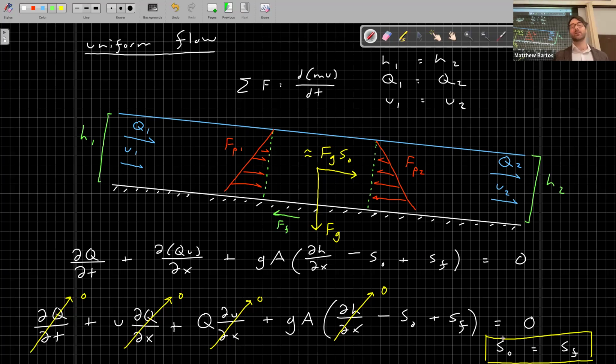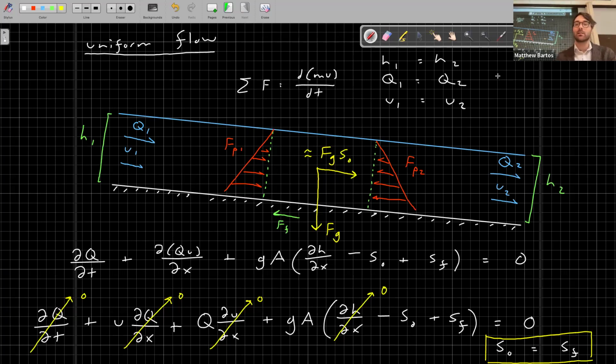Which force does this bottom slope represent? Gravity. Which force does this friction slope represent? Friction. So what does this statement here imply about the forces? Right. So this implies that the gravitational force is exactly balanced by the friction force.